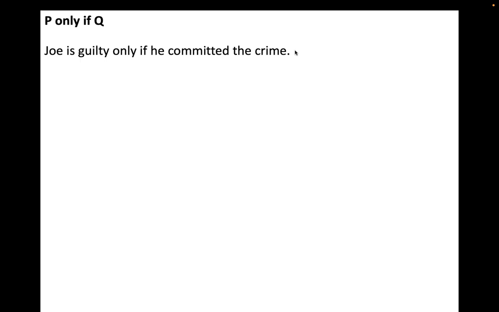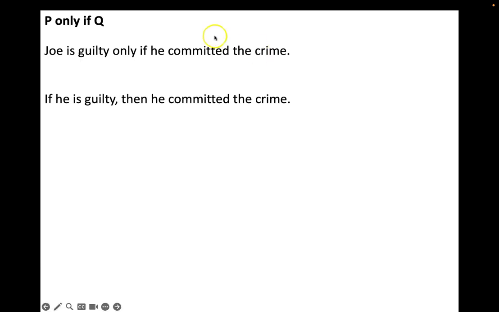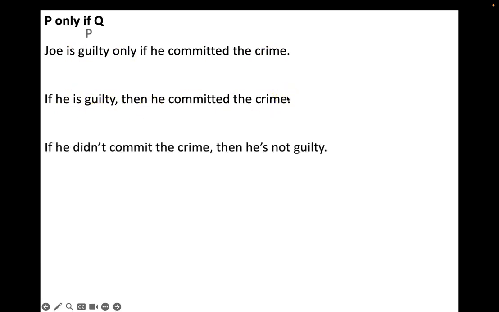It doesn't necessarily mean that he is guilty if he committed the crime. Maybe he had some excuse for committing a crime. It just means that the only way he could possibly be guilty is if he committed the crime. So this is equivalent to if he is guilty, then he committed the crime. Because Joe is only guilty if he committed the crime. So if there's any way he's guilty, it's because he committed the crime. And that's equivalent to if he didn't commit the crime, then he's not guilty, because the only way he could be guilty is by having committed the crime.